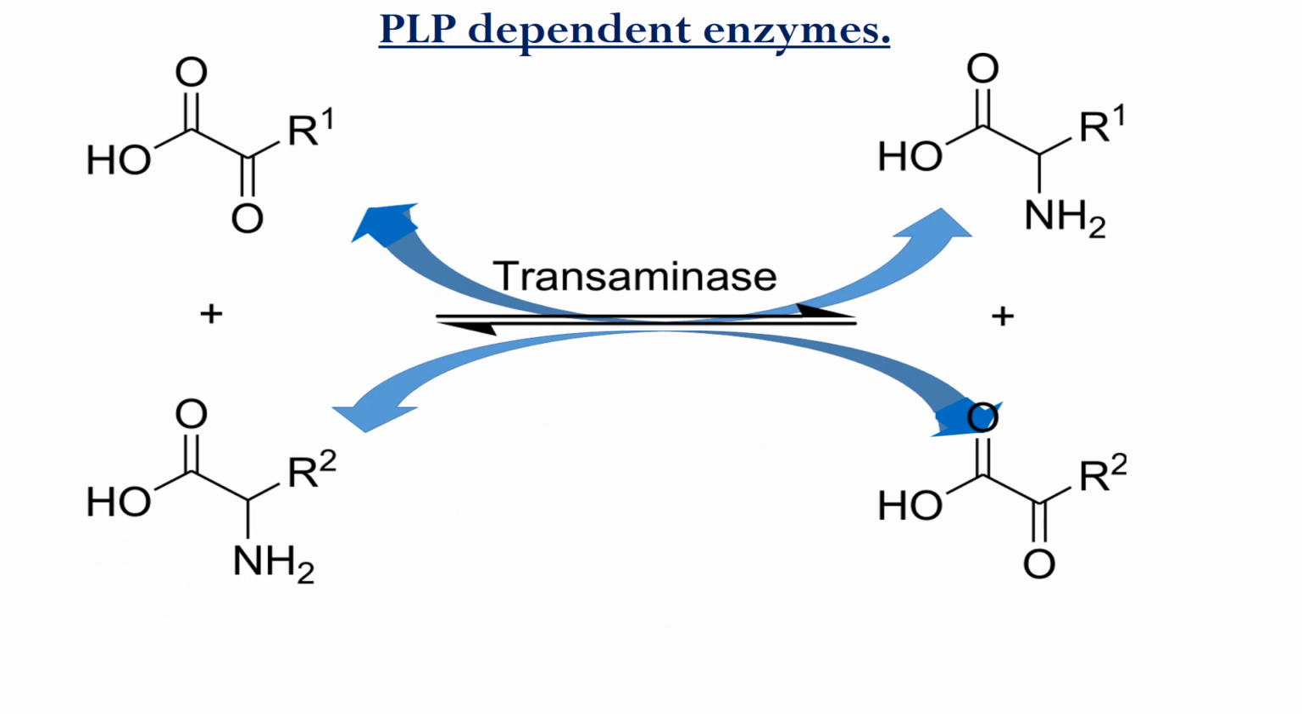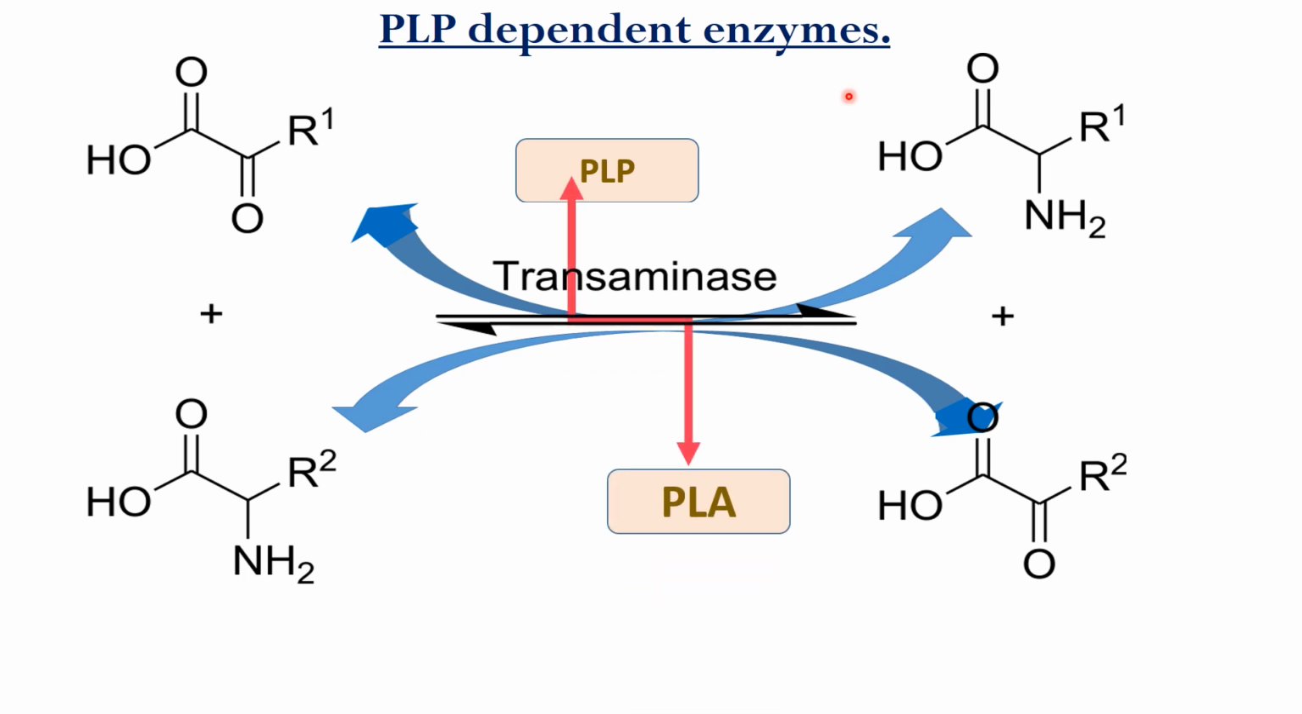So let us look at the generalized mechanism of transaminase reactions. Here you can see that there is an amino acid and an alpha keto acid. These two reactants will be converted by the transaminase enzyme to another amino acid and an alpha keto acid with the help of pyridoxal phosphate as a cofactor, which is vitamin B6. Now let us see how the reaction occurs. The first step is the conversion of pyridoxal phosphate to pyridoxamine.